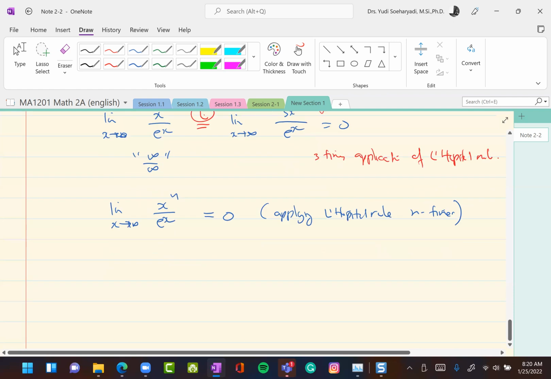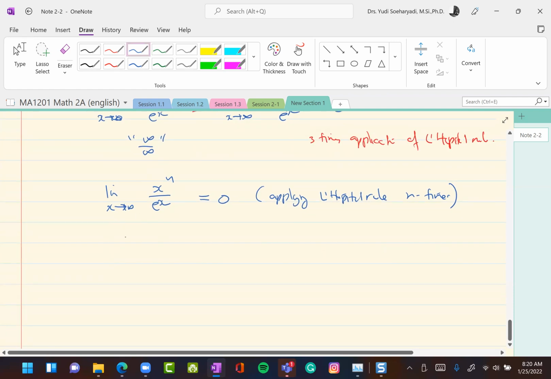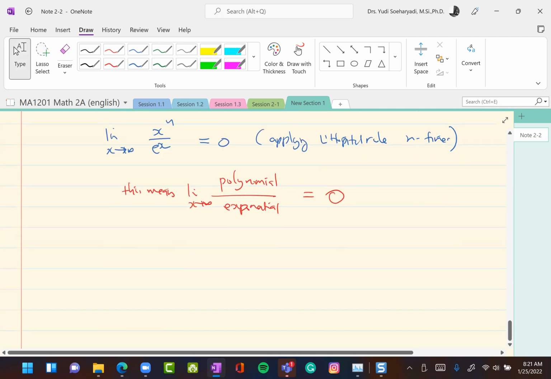So what does it mean? That means if you have polynomial over exponential, and x is large, this always gives you 0. So even though the polynomial is large, the exponential is much larger than any polynomial.